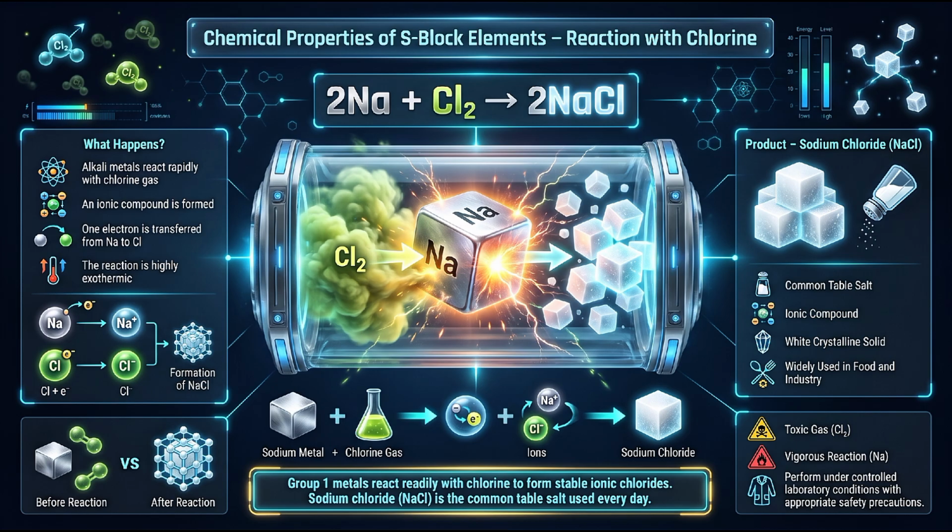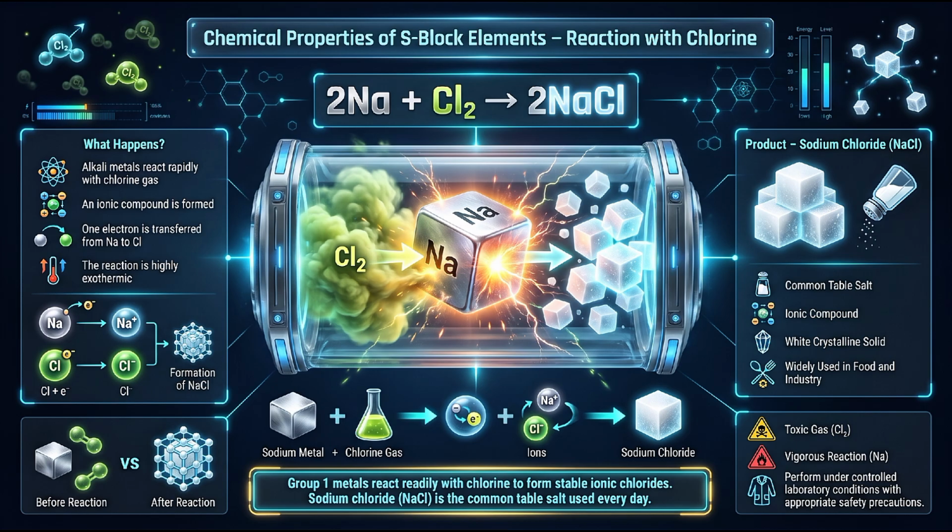Sodium has a low first ionization energy because its outermost electron is weakly held by the nucleus. Consequently, sodium loses its electron very easily. Chlorine, on the other hand, has a high electron affinity and strongly attracts an additional electron to complete its outermost shell. The combination of a metal that readily loses electrons and a nonmetal that readily gains electrons makes this reaction extremely favorable. The same type of reaction occurs for all group 1 metals.